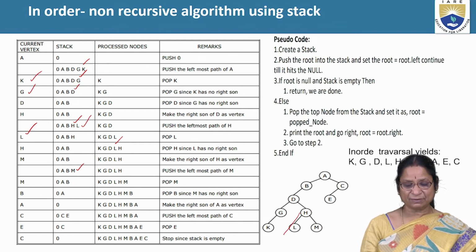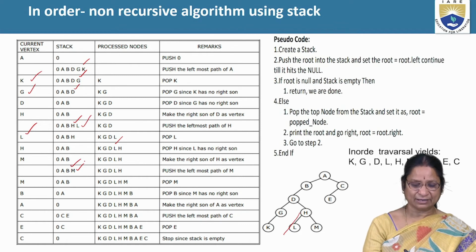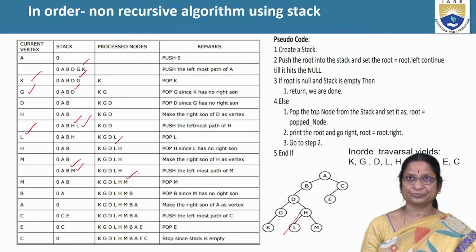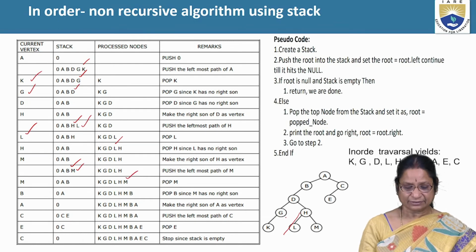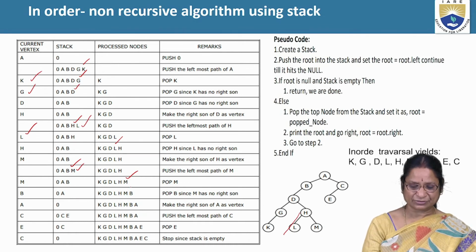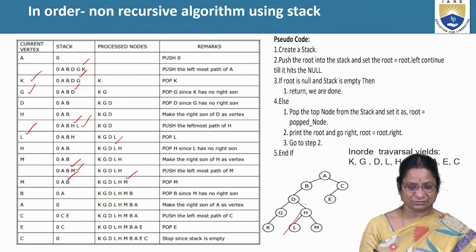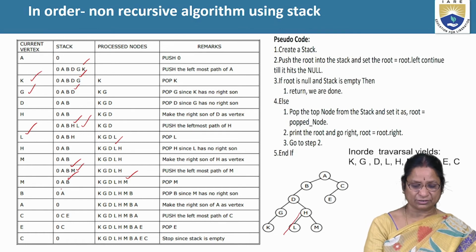Then we are popping again. M will be considered as a popped out element. M doesn't have any right child, so M is processed. Then null is there. Then I will pop out again B. B doesn't have any right child. B will be processed, and there is no further right child traversal. So next we will pop out A.